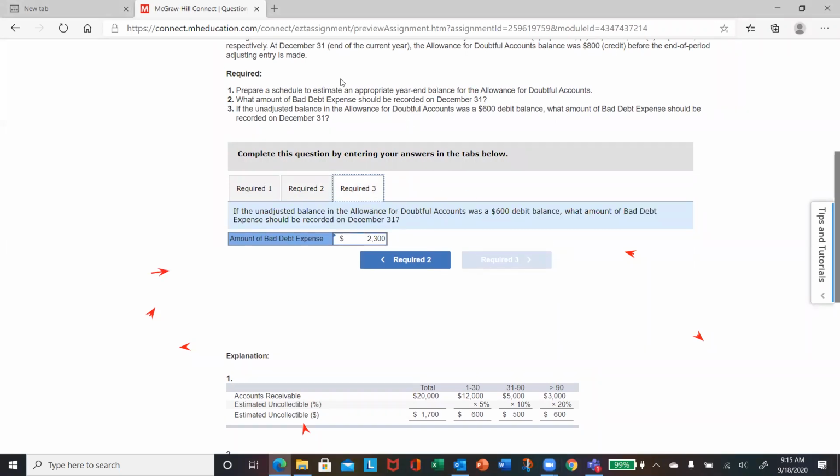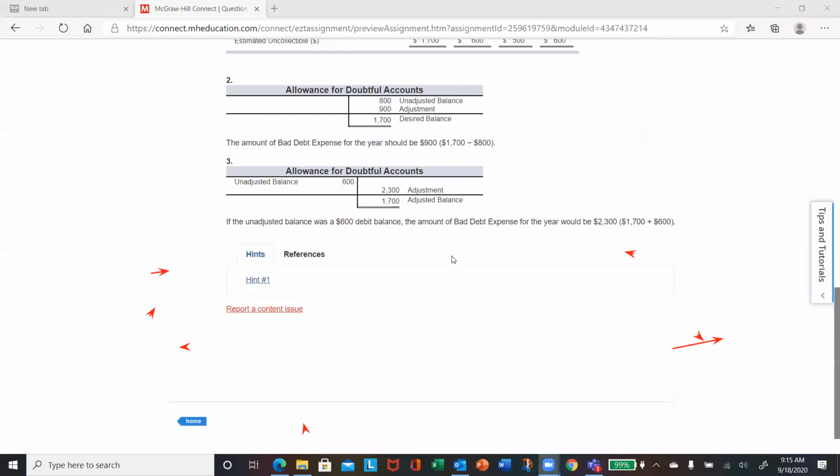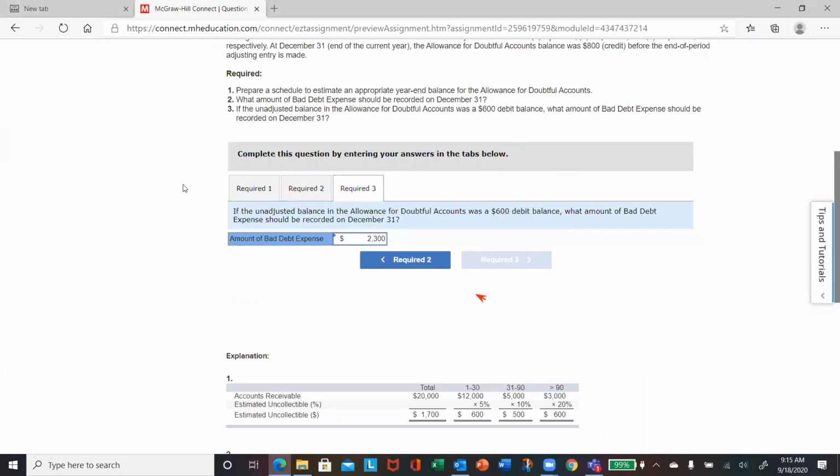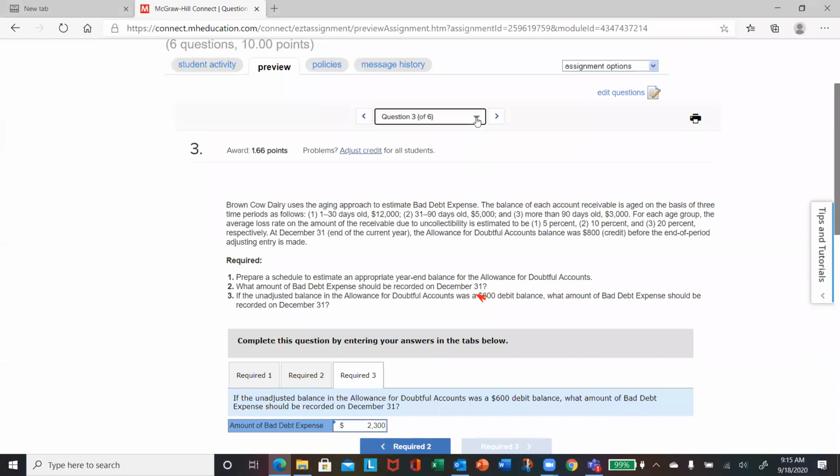Then on part 3, again, they just change it. They say, what if the allowance account had a debit balance of 600? And again, you still want to get to that required balance of 1,700. And again, you do the same thing. So remember, 1,700 is your desired balance. So if that's 600 debit, you had to plug a 2,300 credit into allowance to get to that 1,700. And that would be your expense if that were the scenario. All right, so that's my comments on problem 3.